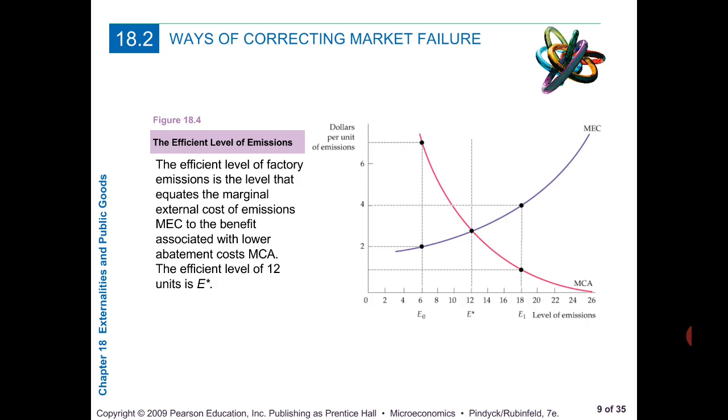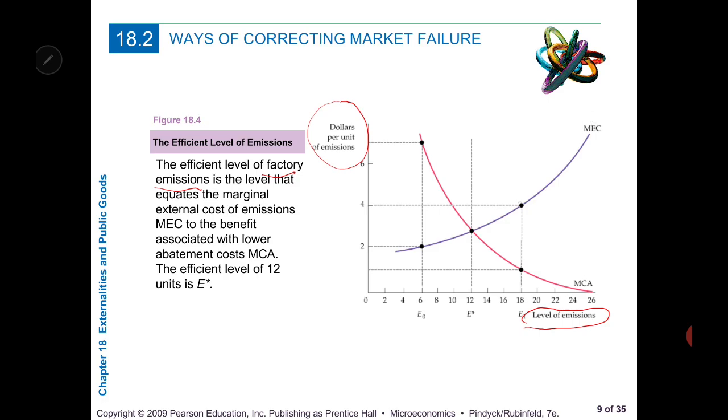So how do we correct market failure? Let's take an example of factory emission. Emission is carbon dioxide, for instance, or SOx or NOx. Now let's look from the right. This is the level of emission, and this is dollar per unit of emission. So from the right, you can see a positively sloped cost from the negative externality. What is the marginal external cost of pollution? The higher the pollution, the higher the marginal external cost.